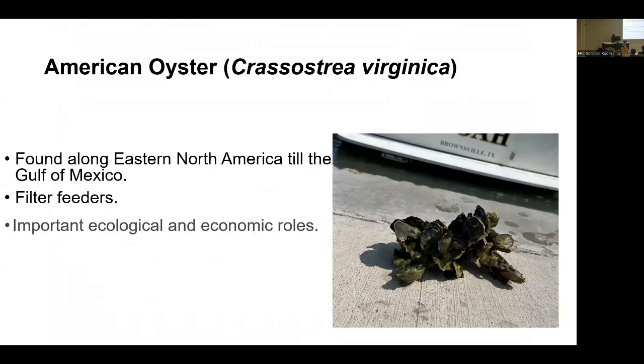So going into a little bit of the American oyster, it's found along the Gulf of Mexico. As we know, they are filter feeders, which means that they are very important ecologically. And then they're also seen as delicacies in a lot of places. So economically, they bring in a lot of money. So these are important little guys.